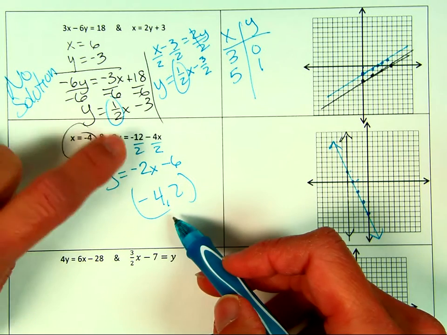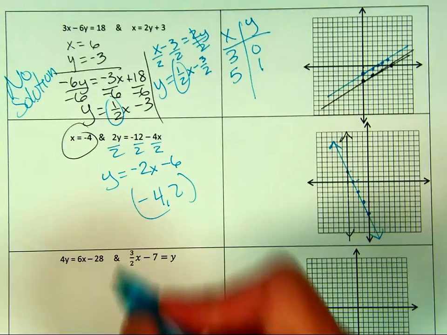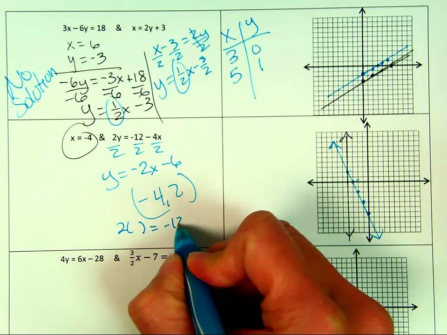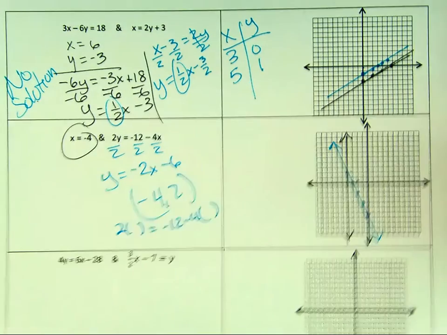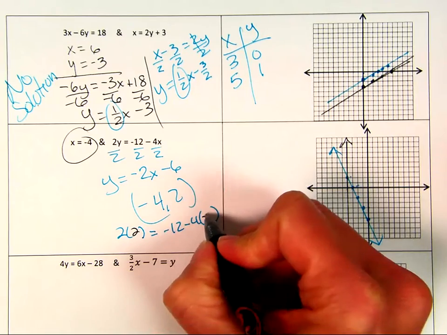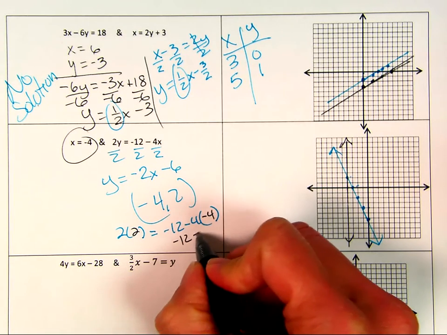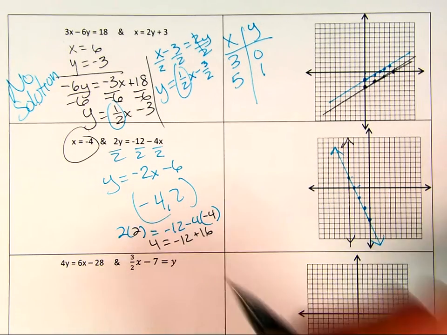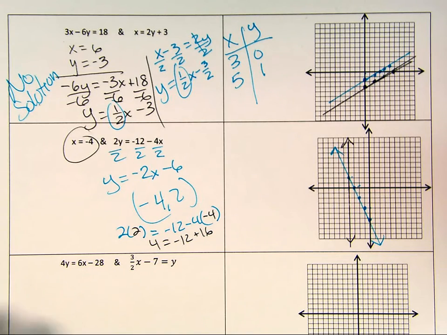And then for this one, we just can plug in our x and our y. So we'd say 2 times y equals -12 minus 4 times x. Our y was 2 and our x was -4. So this one gets me -12 plus 16, which is 4, and 2 times 2 is 4. So we are for sure that that is correct.